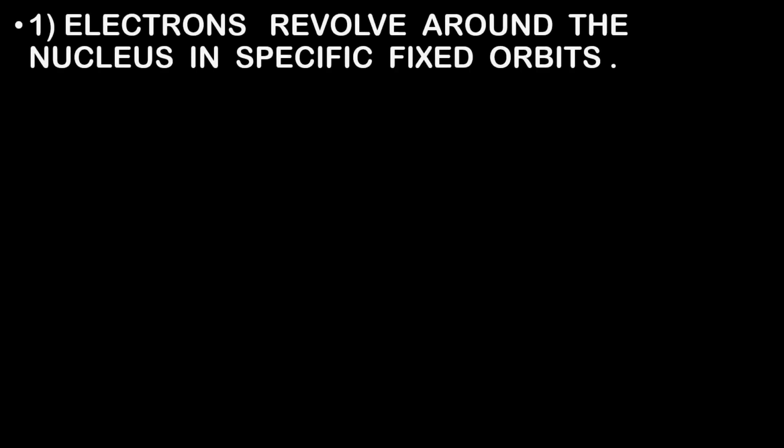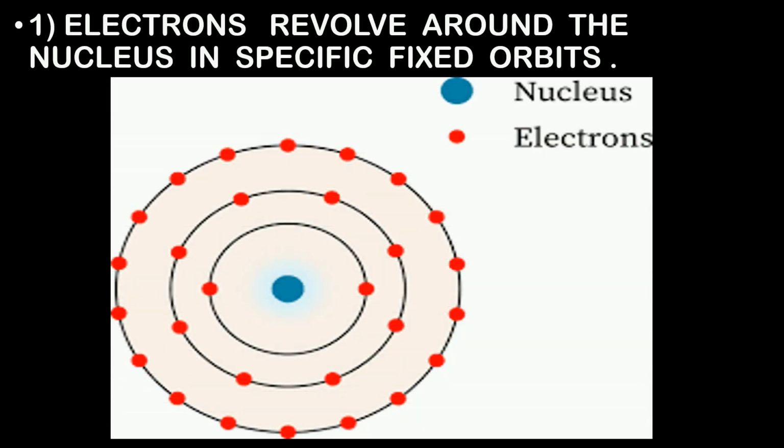The first postulate is that electrons revolve around the nucleus in specific fixed orbits. Now you might be wondering that even Rutherford told us that electrons revolve around the nucleus in orbits. Yes, Rutherford did tell us, but it was Niels Bohr who said that electrons revolve in specific fixed orbits only. Rutherford did not specify in which orbits the electrons are going to revolve. So it was Niels Bohr who told us that electrons will revolve only in specific fixed orbits.